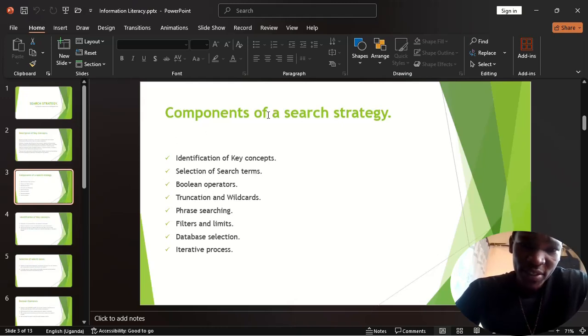So the components of a search strategy are: one, the identification of key concepts; number 2, the selection of the search terms; number 3, the Boolean operators; then we have truncation and wildcards; phrase searching, filters and limits; and the database selection and the iterative process.